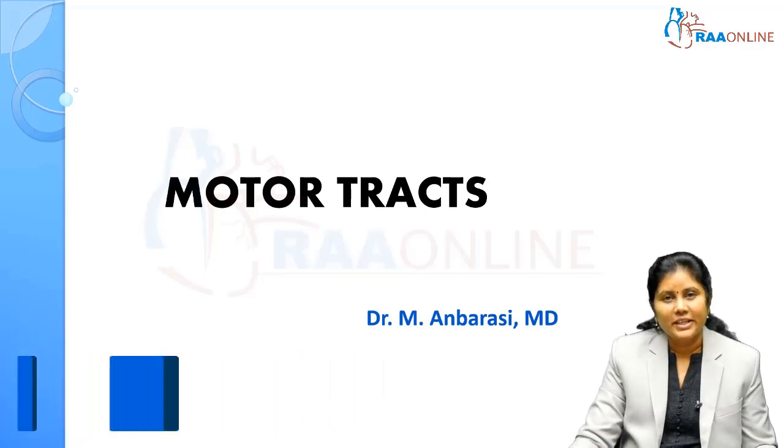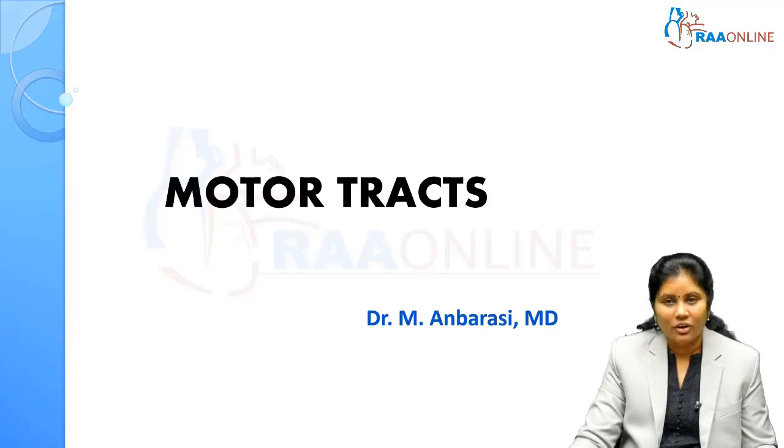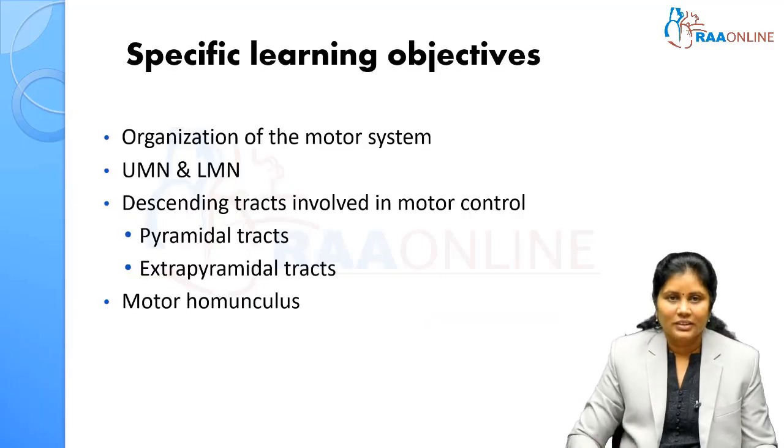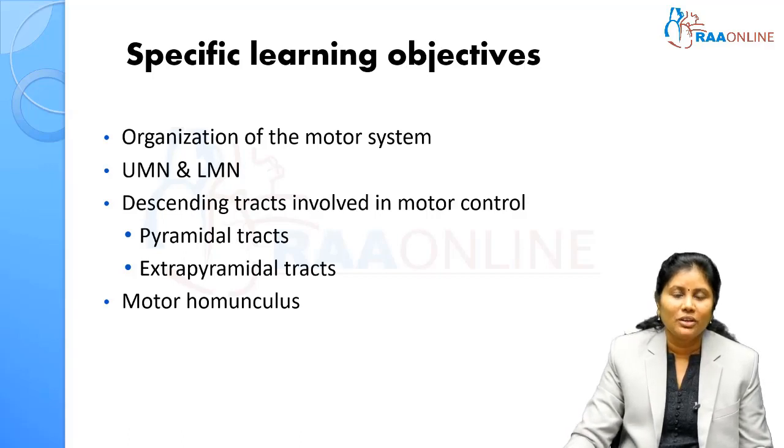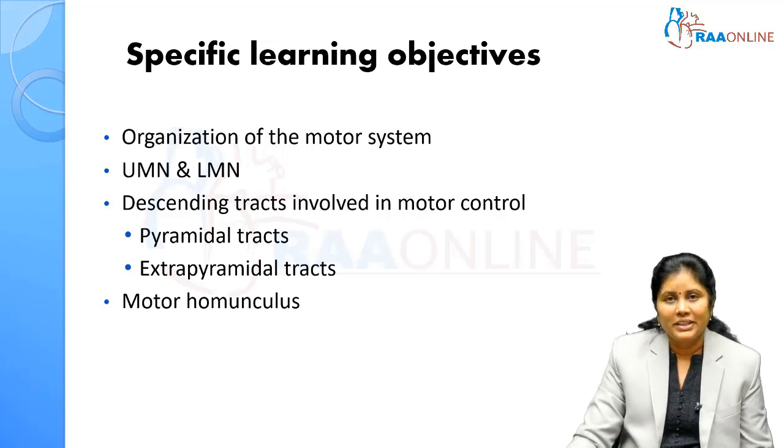This session will be seeing about motor tracts or descending tracts. The specific learning objectives of this session will be, we'll be seeing about the organization of the motor system, we'll be seeing about what is UMN and LMN, that is upper motor neuron and lower motor neuron, and the different tracts involved in the motor control, namely pyramidal tracts and the extrapyramidal tracts, and about the motor homunculus. Then and there we'll be seeing about certain applied physiological concepts.